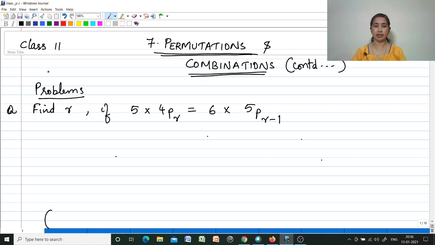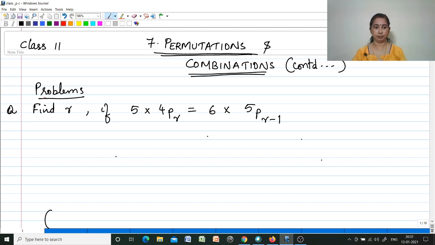Today I am discussing class 11 chapter 7, permutations and combinations. In the last video we were discussing how to find the number of arrangements using different theorems: if repetition is allowed, if repetition is not allowed, and if different objects occur in P1 ways, P2 ways, and so on. We did a few problems related to those theorems, and the remaining we will discuss now.